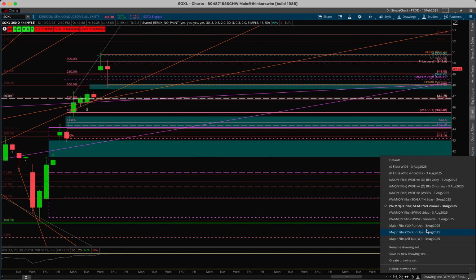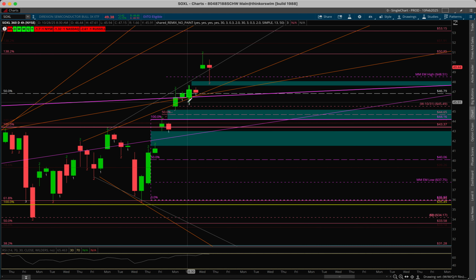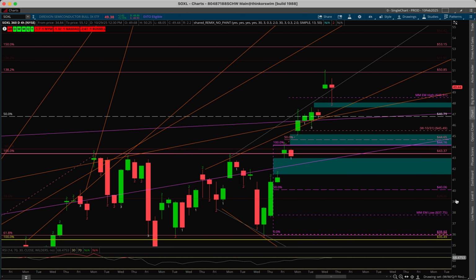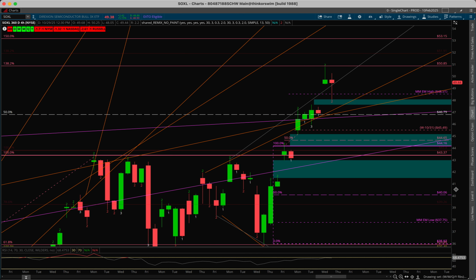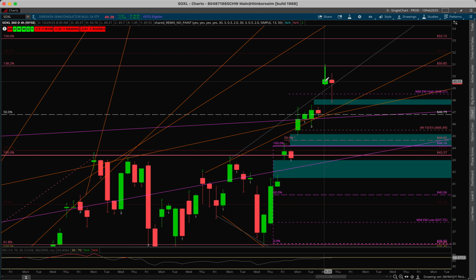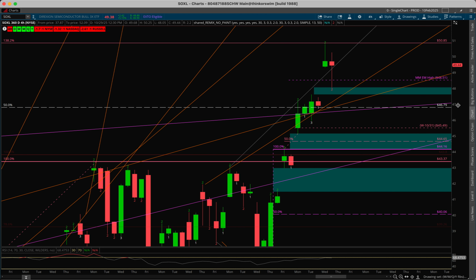Let's just take a look at things from more of an intraday trading perspective, looking at the 4-hour chart. Looking at the candles, we had technically a 1, 2 up, 2 down trigger today.